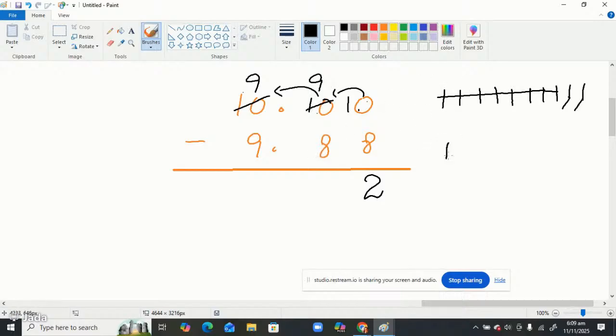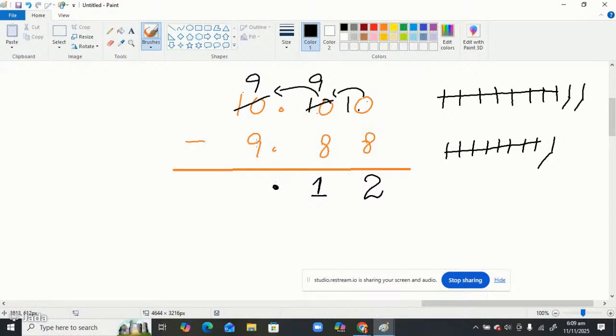Draw 9 lines. 1, 2, 3, 4, 5, 6, 7, 8, 9. Take away 8 lines. 2, 4, 6, 7, 8. How many lines are we left? Only 1. So just putting it out here, 1. This decimal point as it is here.